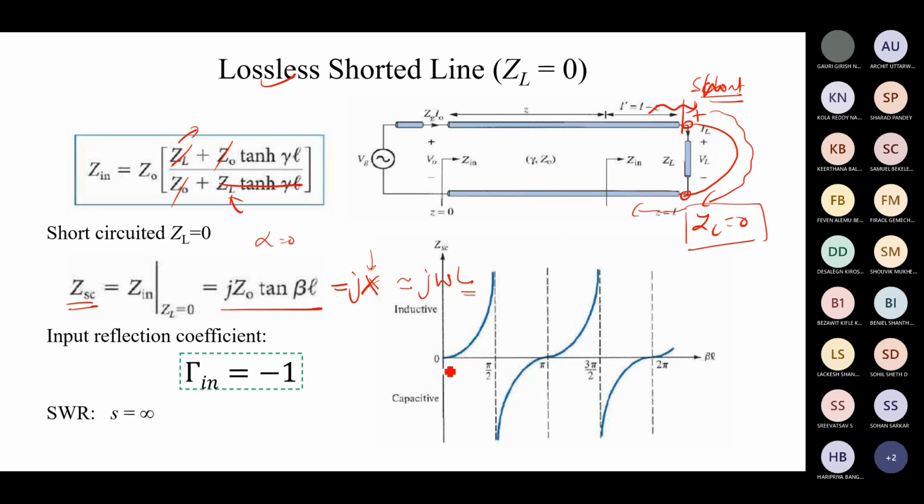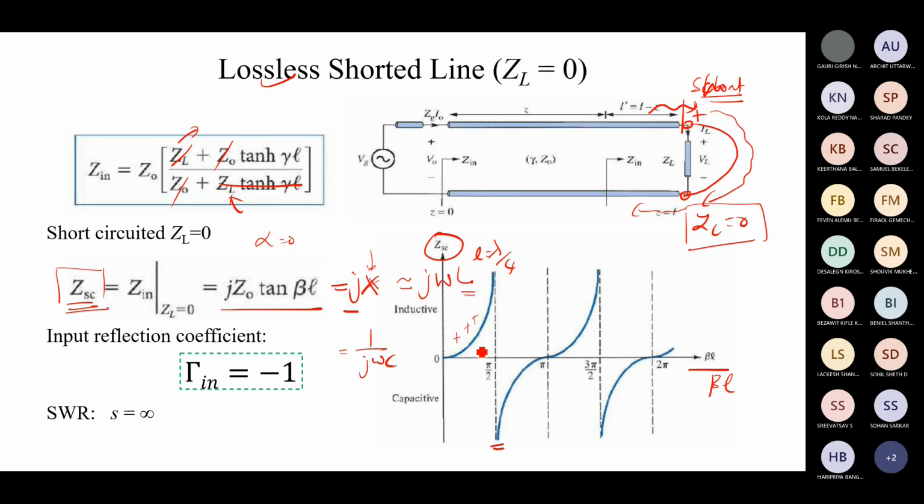You can notice that when you plot this impedance function ZSC with respect to beta L, the value will go positive until pi by 2. Pi by 2 is equivalent to lambda by 4, which means the length is lambda by 4. After this lambda by 4, after a slight increment, it will go to a negative value. It will completely invert itself and you will get a negative value. This negative value is nothing but minus jX, which is like 1 by j omega C. So you will immediately get capacitance behavior.